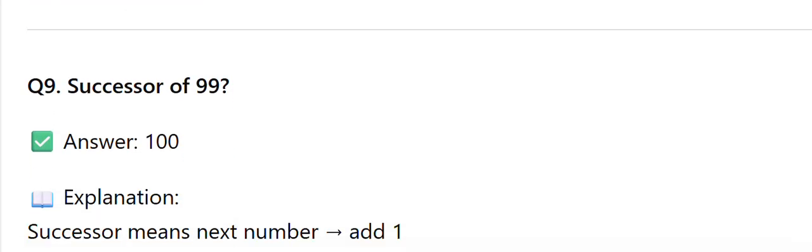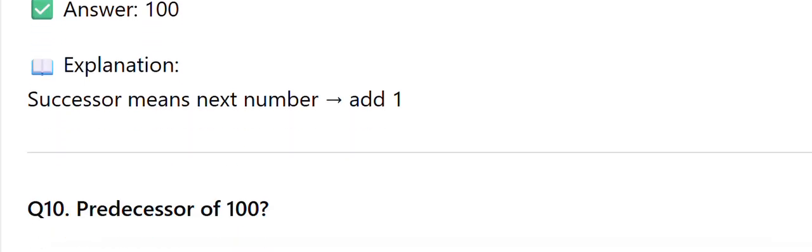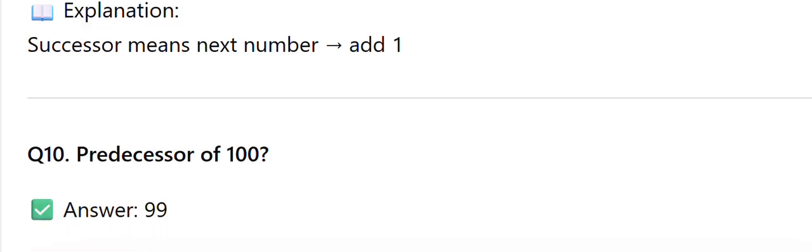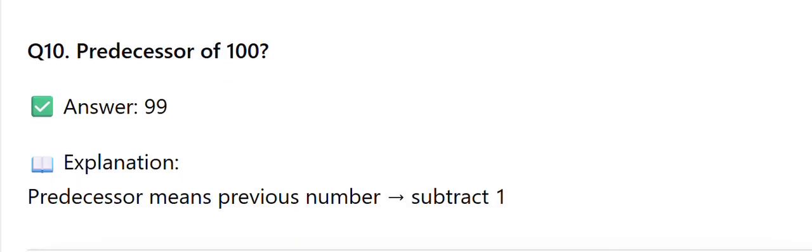Successor of 99. Successor of 99 means the next number, so we have to add 1. 99 plus 1 we get 100. So successor of 99 is 100. Predecessor of 100, which means the previous number, we have to subtract 1. 100 minus 1 is 99.